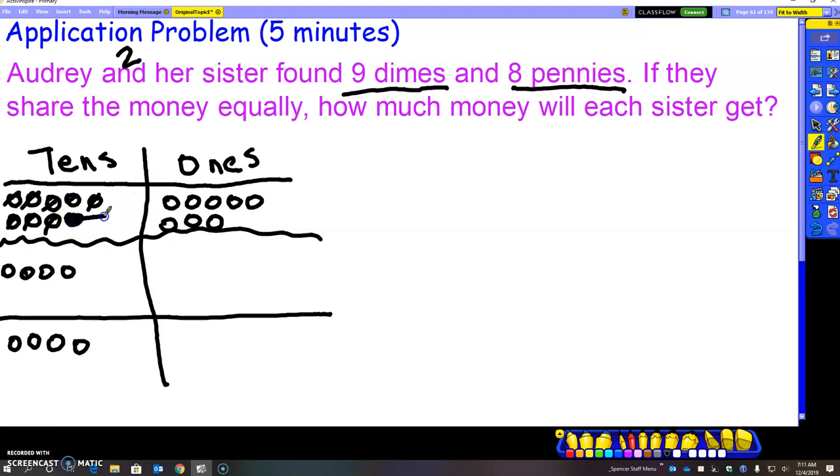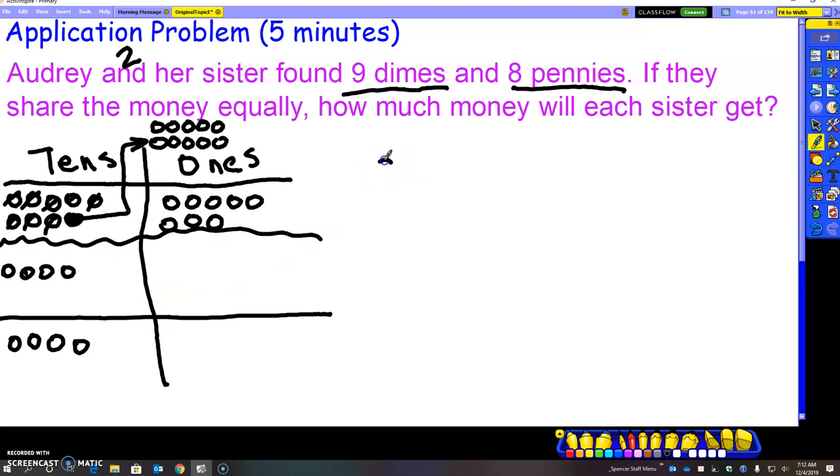I'm going to very neatly, because I don't have a lot of space, decompose my 10 into a 10 frame. I'm going to put it up here just because that's where I have extra space, so I can be nice and neat about it. There's my 10 frame. And I have 10 plus the 8 ones that I already had.